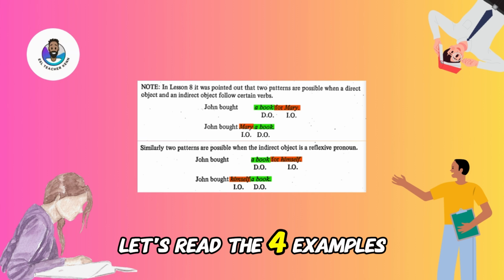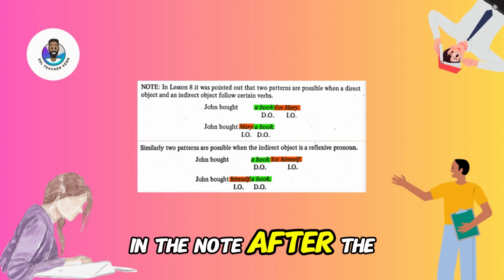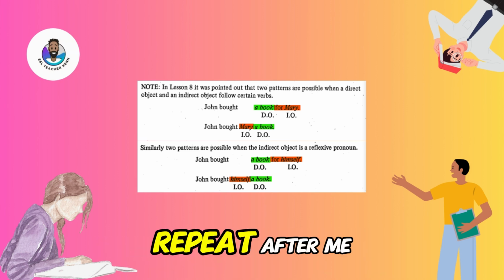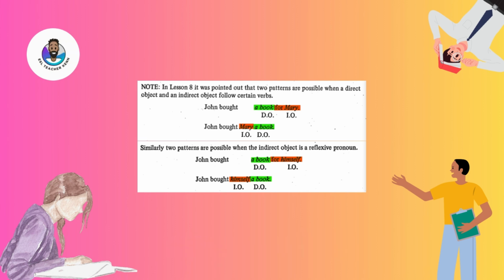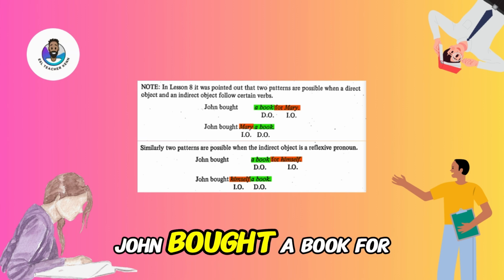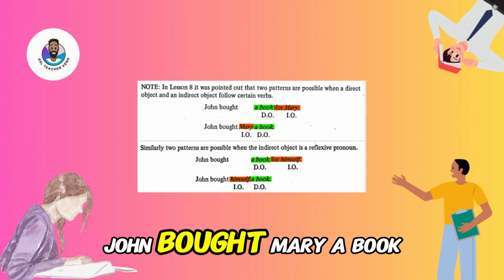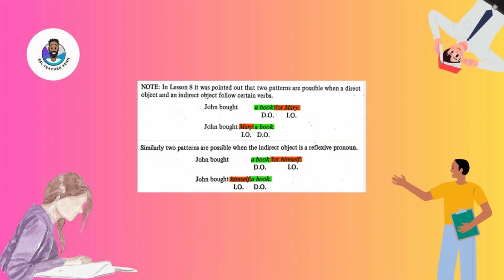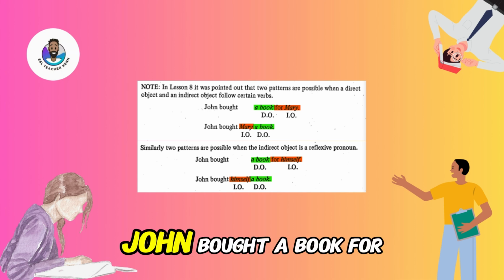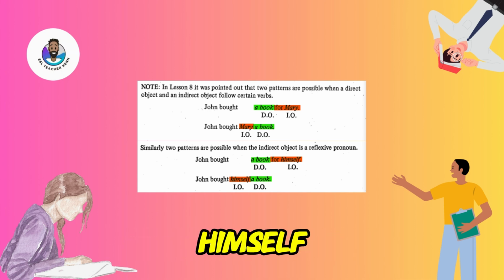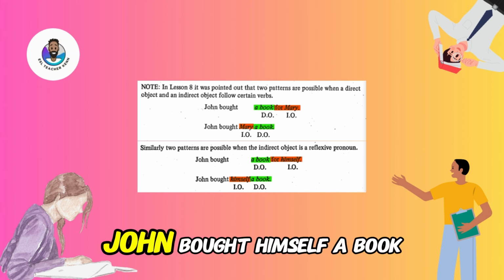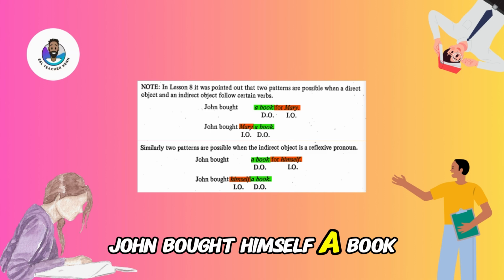Let's read the 4 examples in the note after the box. Repeat after me. John bought a book for Mary. John bought Mary a book. John bought a book for himself. John bought himself a book.